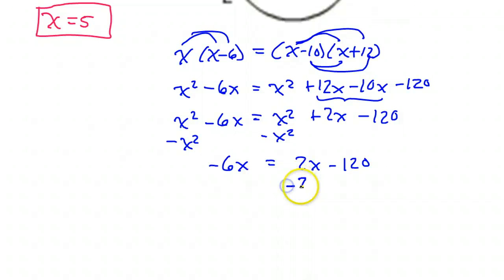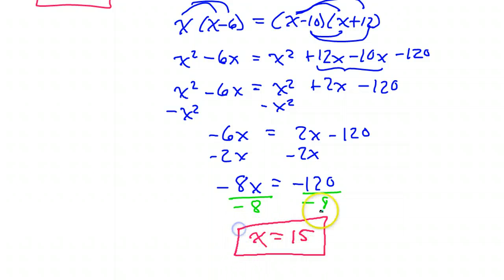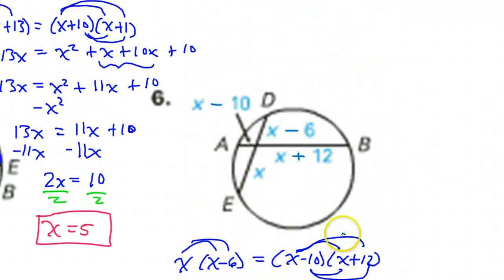I will now subtract 2x from both sides. So negative 8x equals negative 120. Divide both sides by negative 8, and you get x equals positive 15. So that is your answer to number 6.